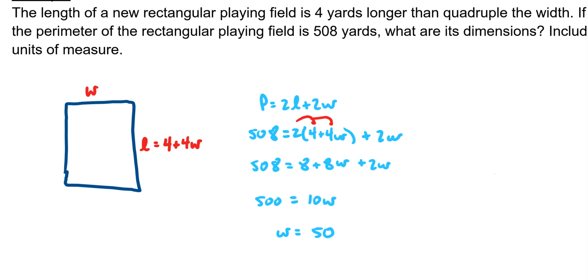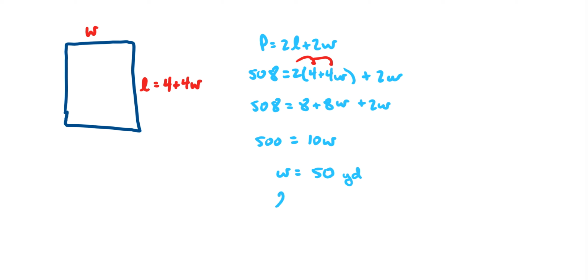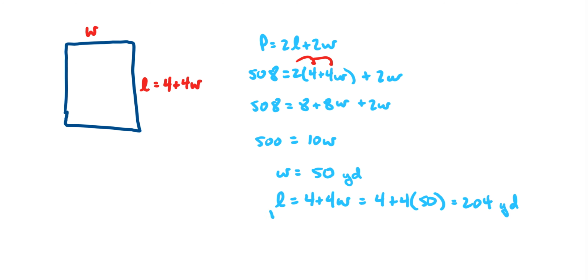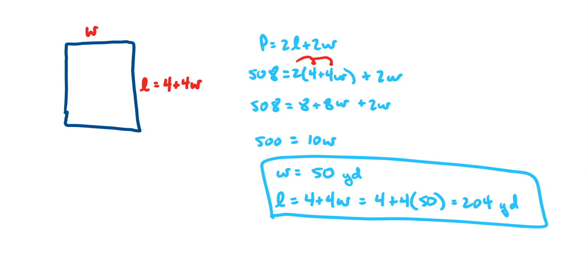So the units of measurement for this one is actually in yards. So just make sure you're labeling it with the correct units of measurement. So this is going to be W is 50 yards. And of course, we're finding all of the dimensions. So we're finding width and length. So length is 4 plus 4 times the width. So that's 4 plus 4 times 50 that we just found for the width. And we can just go ahead and evaluate this. 4 times 50 is 200, plus 4 is 204. So the width is 50 yards, and the length is 204 yards.